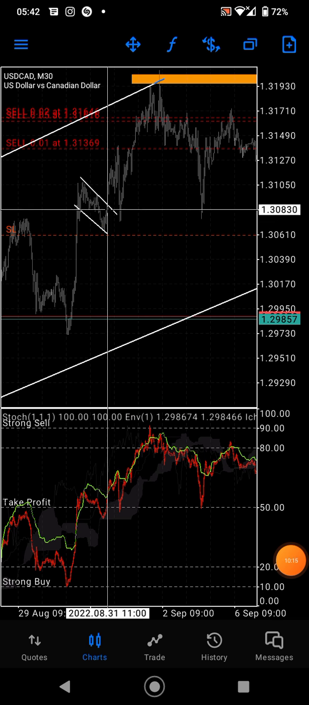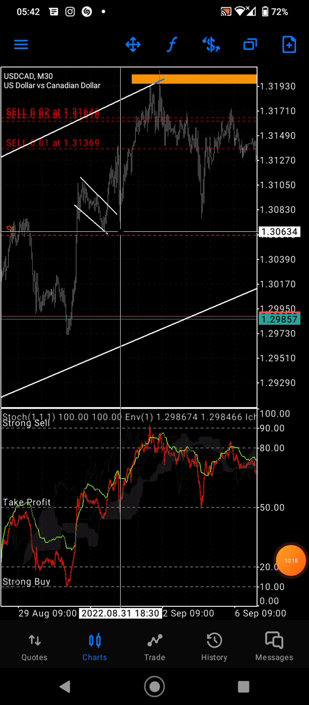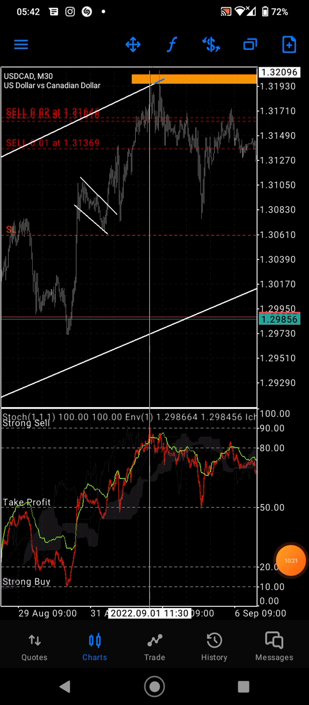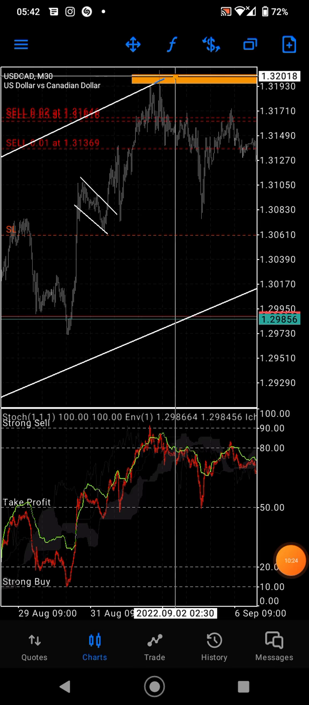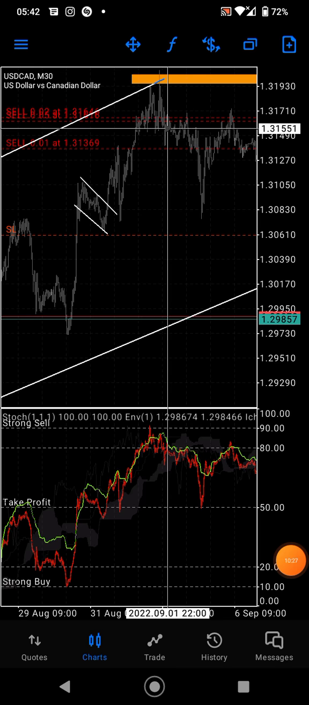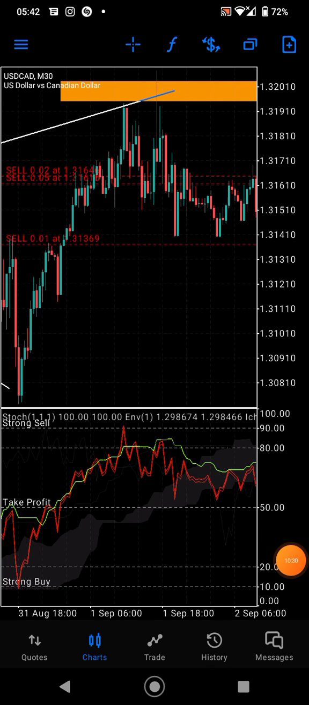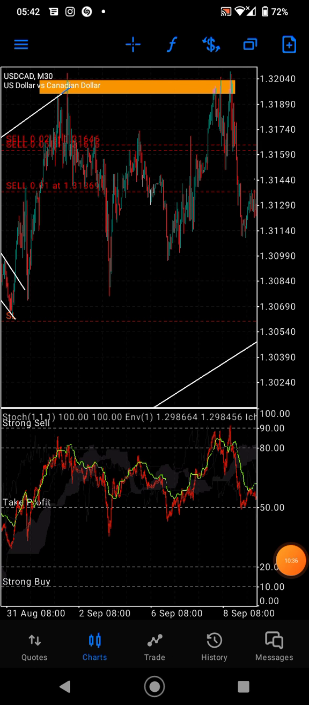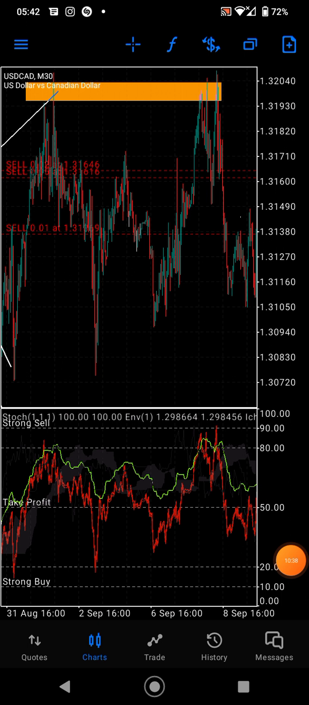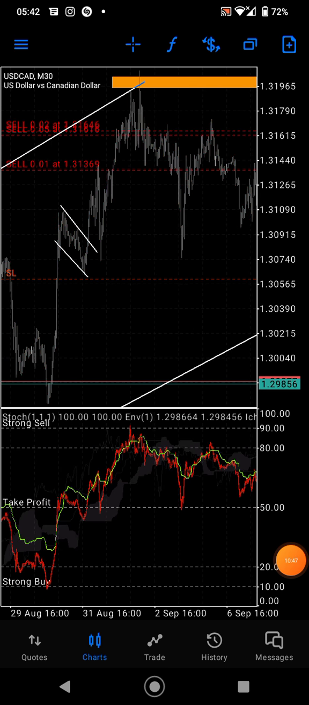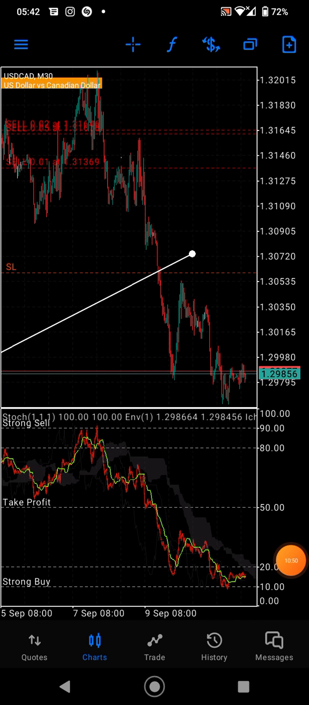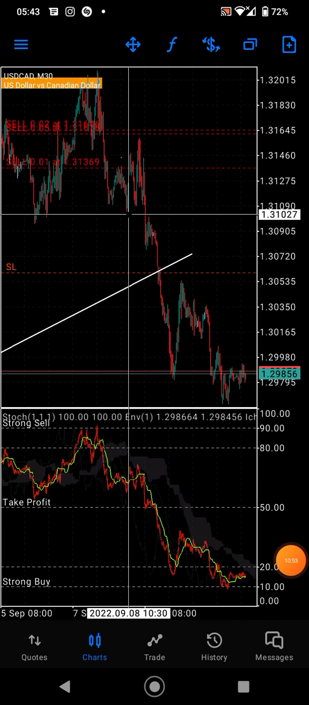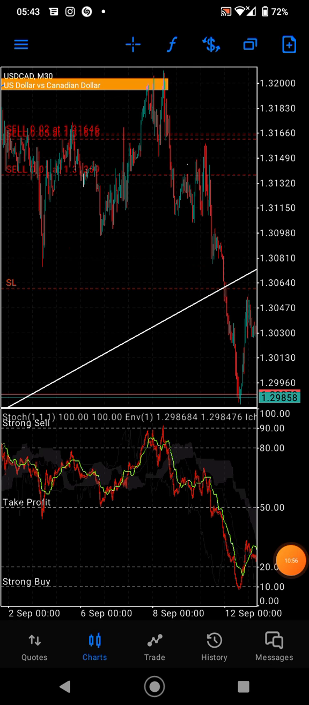You could have just entered your trade here and held it up to the strong sell position right here, where you saw it rejecting. That was your indication to go out of the market and look for a selling opportunity. You just had to wait for it to happen. Yeah, that's basically it. And it still came back again.